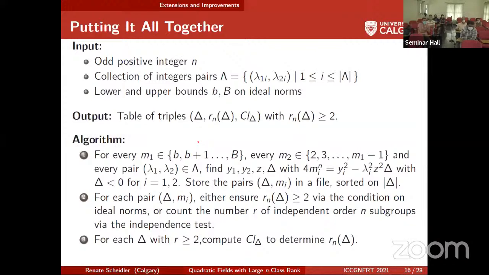And then what you can do, if your computing power allows it, is actually compute the class group of just those candidates that are candidates to have large n class rank. And you compute the class groups, and then whenever you have an n class rank of at least 2 or at least 3 or whatever you like, you output this triple. Okay? So that's putting it all together with all these improvements, including the sieving. That's all in step 2.